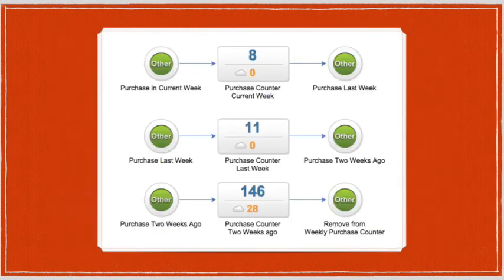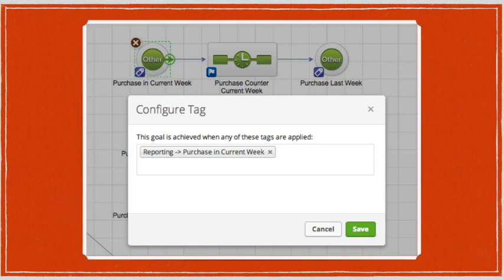Here is the very basic campaign for the weekly reporting that you saw on the dashboard just now. The key here is that when anybody makes a purchase, they need to be given a tag. That tag is going to be used in the first goal that you see in the upper left hand corner, purchase in current week. Immediately upon purchase, they're given a tag. Here we have a reporting tag. I've got it in a reporting category, and the tag is called purchase in current week. When someone gets that tag, which should happen anytime they make a purchase, it's going to achieve that first goal in the upper left hand corner.